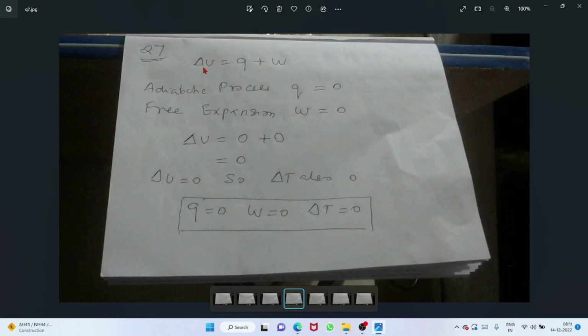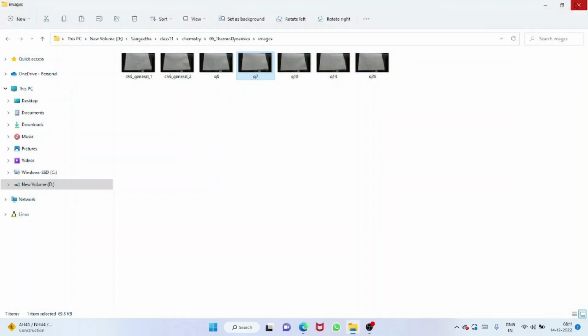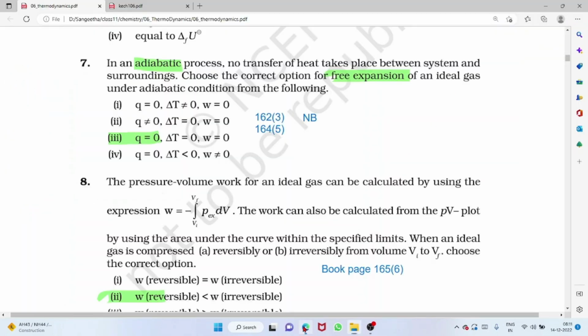See, delta U, internal energy change, is equal to heat plus work. For an adiabatic process, the heat is zero. For free expansion, work done also is zero. So delta U equal to 0 plus 0, 0. So the internal energy change is zero. When internal energy change is zero, it means delta T is also zero. So Q equal to 0, delta T 0, and work done is also 0. This is given in the book page 3 and 5.